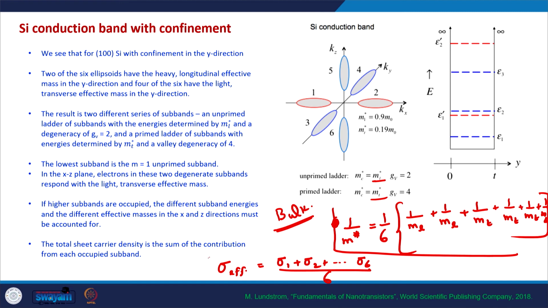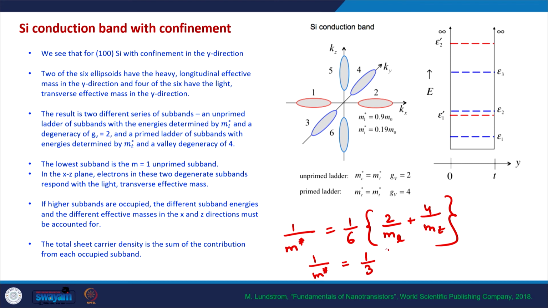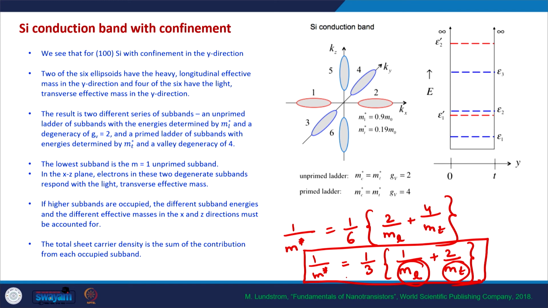So, this expression gives us this kind of expression, and from here we obtain what is known as the conductivity effective mass of the electron, which is given by 1 by 6, 2 by ml plus 4 by mt, or 1 by m star is equal to 1 by 3, 1 by ml plus 2 by mt. So, if the longitudinal and transverse effective masses are given for a particular silicon wafer, we can calculate the conductivity effective mass or the total effective mass of the electron, that we need to calculate conductivity by this expression. So, this is an important expression and this is true for bulk silicon.